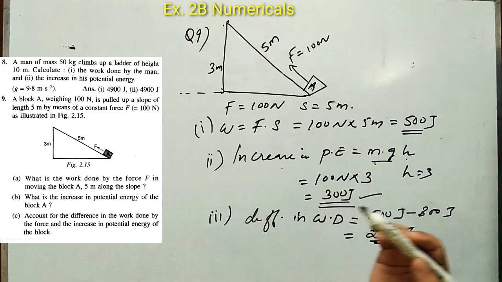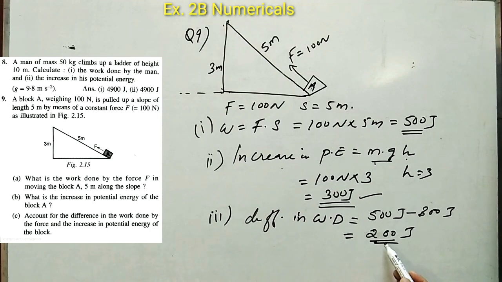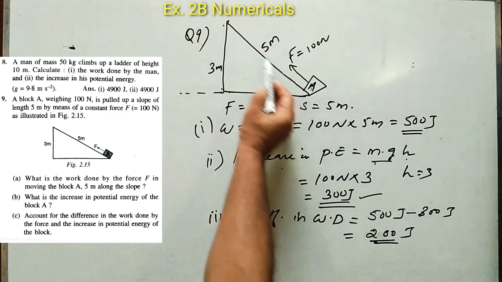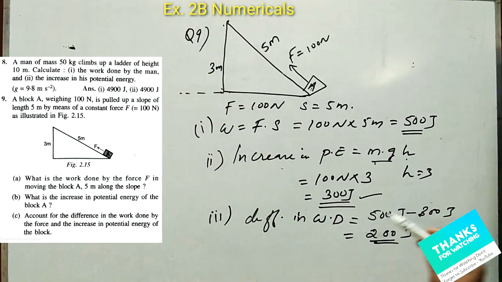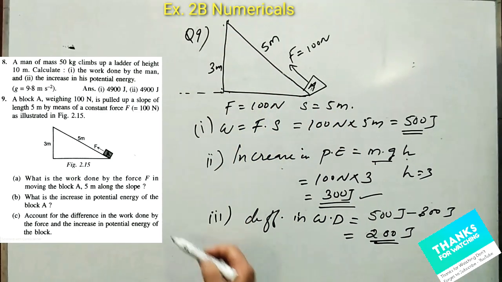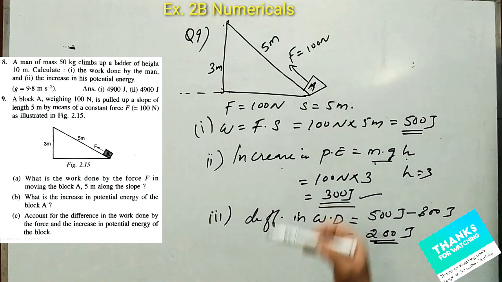Clear? So where is it disappearing? This 200 joule is utilized in overcoming the friction of the inclined surface. So that is being dissipated as heat energy. So remember, this difference in work done is utilized in overcoming the friction of the inclined surface, which will be dissipated as heat energy. Clear? So this is the difference in work done. Steps are clear to you?